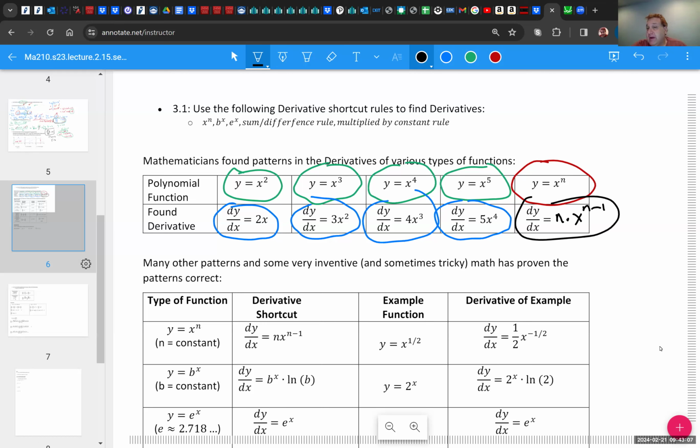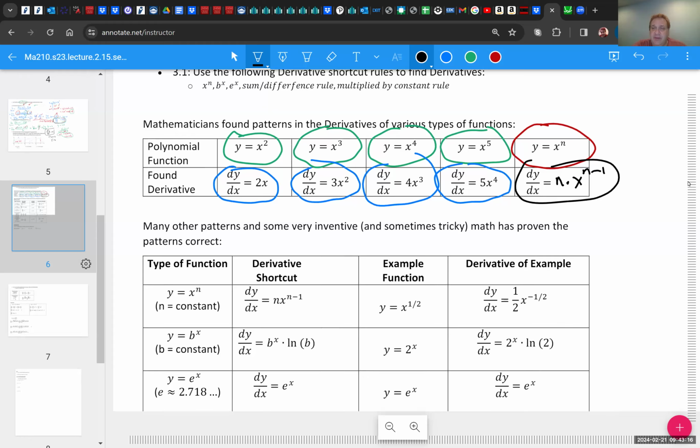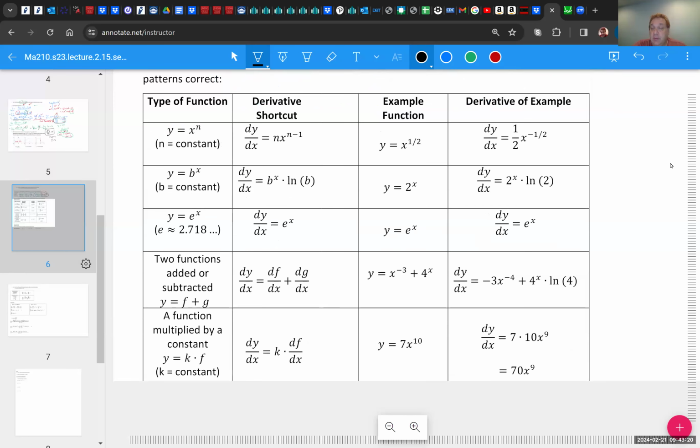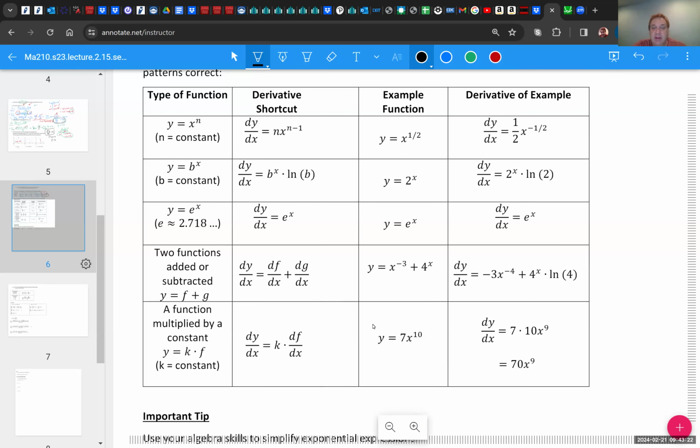And likewise, we can find shortcuts for many functions, not all functions, but there's definitely a bunch of functions that we can find shortcuts for. So I have here a table with all of the shortcuts from 3.1 that we're going to be using. And there are more shortcuts in 3.2, 3.3, 3.4, etc. These are the ones we're starting off with in this set of exercises.